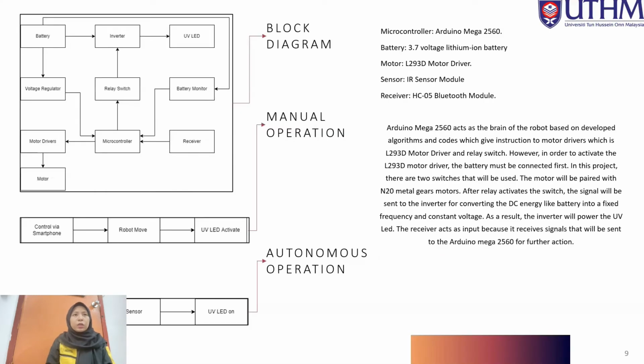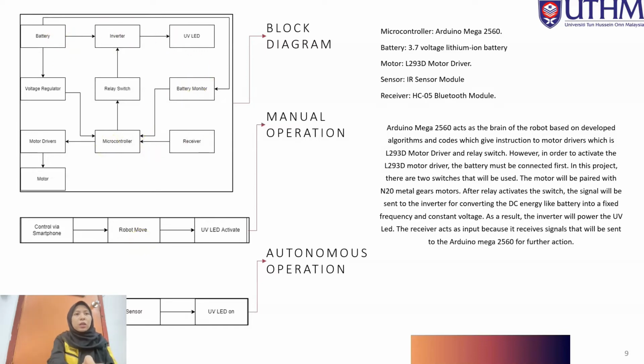We have a block diagram, as you can see here. The microcontroller is the brain of the robot, and the microcontroller that we use is Arduino Mega 2560, and it will go to the motor driver. The motor driver that we use is the L293D motor driver, and it will go to the motor. Then the microcontroller will also go to the relay switch and then to the inverter, and the inverter will activate the UV LED. Next, the battery goes to the inverter, and the voltage regulator goes to the microcontroller, and the receiver goes to the microcontroller. Also the battery goes to the battery monitor. So this is the block diagram.